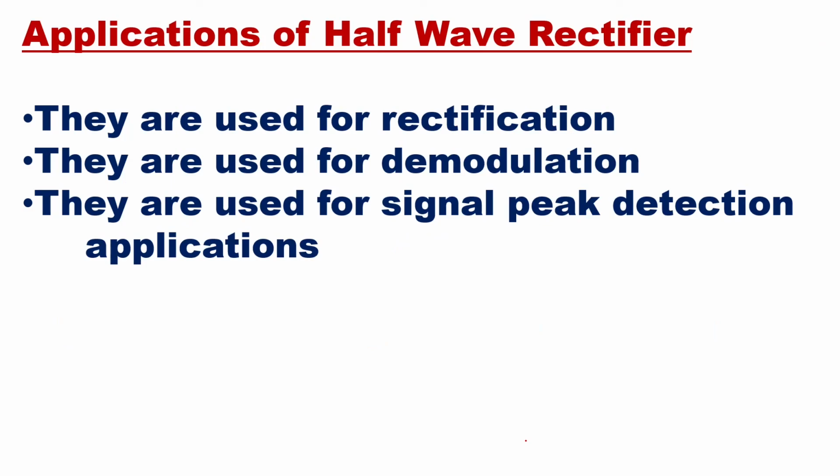Lastly, the applications of the half-wave rectifier. They are used for rectification mainly, that is, conversion of AC to DC. Second, you can use it in demodulation circuits whenever you study communication. In communication, at the transmitter you are going to modulate a carrier, and at the receiver you are going to demodulate a carrier. So in those demodulation circuits, you can use it. And number three, you can also use it for detection of the peak signal, whenever you have to detect the envelope of a waveform or the peak value of a waveform. In that case also you can use a diode.